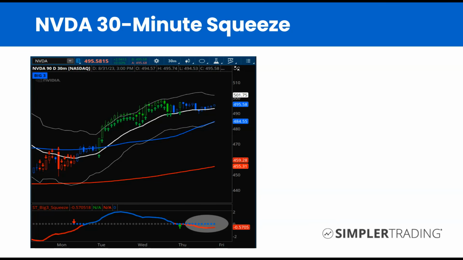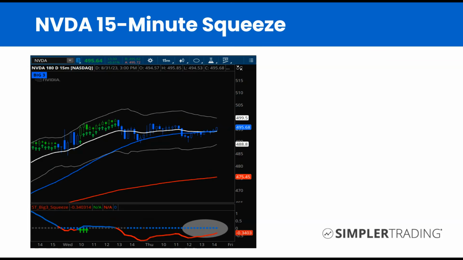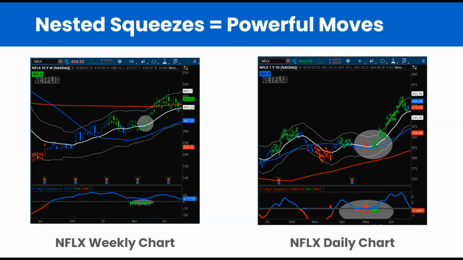So a good example would be NVIDIA. NVIDIA had a 30-minute squeeze, and then nested inside of it was a squeeze on that 15-minute time frame. So what that can give you is that domino effect, where if the 15-minute squeeze fires to the upside, and then begins to release energy, from there it could trigger the 30-minute squeeze, which could obviously lead to a bigger move.